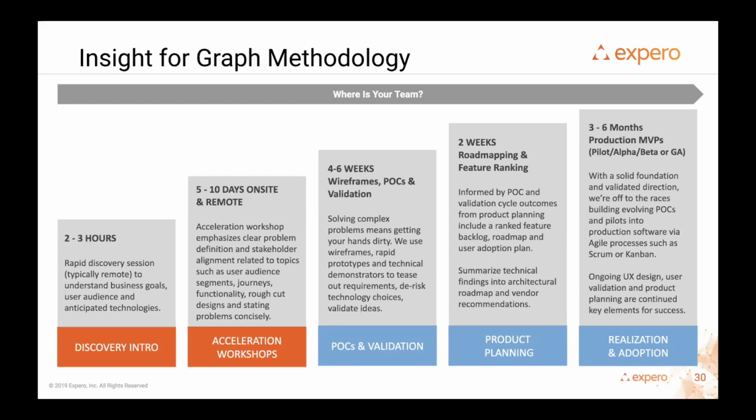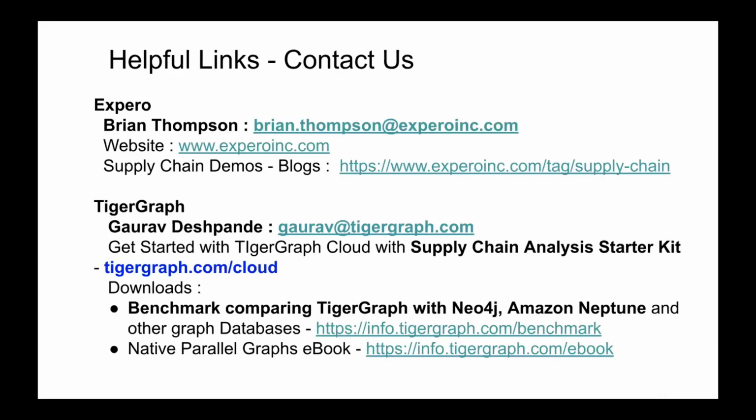And so typically the outcome of a proof of concept is an ROI, where we can demonstrate exactly the value to the business, and we can see where moving on with technology will yield better outcomes. So that's typically how we engage. We've got some links here to share as far as interacting with either Expero or the TigerGraph counterparts, and I'll turn it back over to Gaurav.